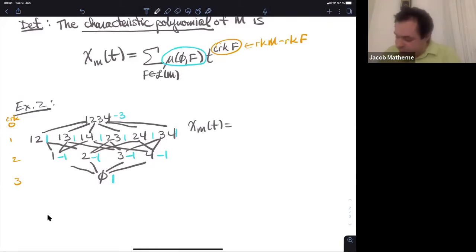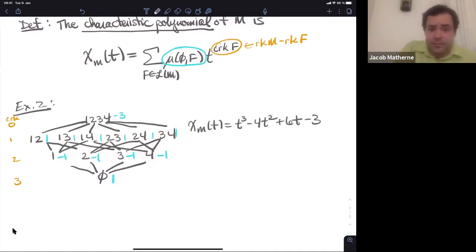Good. So starting at the bottom, I have t cubed, right? And then in the next level here, this is my t squared stuff. So I have negative 4t squared. And then this is my t stuff. So I have plus 6t and then minus 3. Okay. So this is the characteristic polynomial.